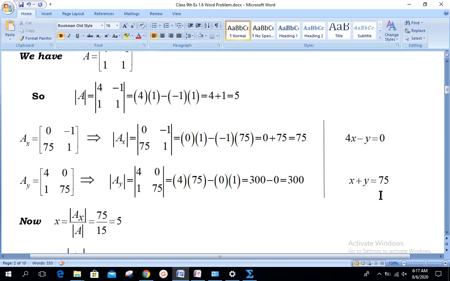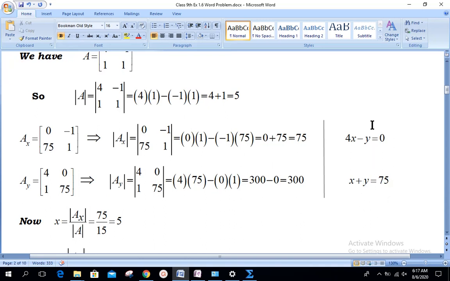0, 75, this column will take the place of 4, 1. You can see here, in the AX matrix, 0, 75 takes the place of the first column, whereas the second column entries remain the same. We need to calculate its determinant. Applying the same rule, you can make the calculation. Answer becomes 75.